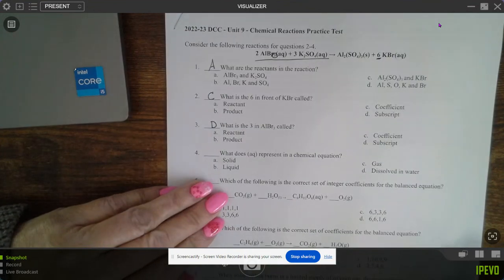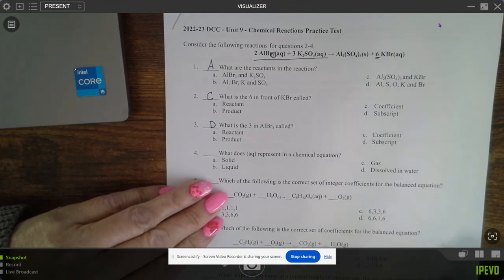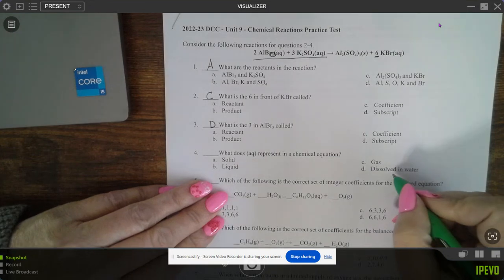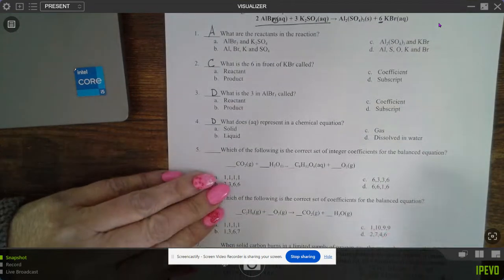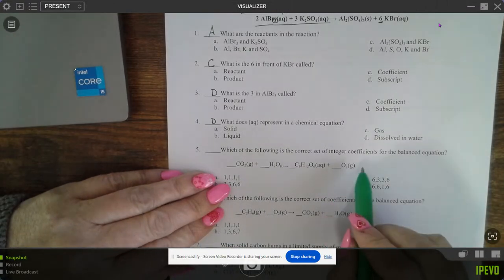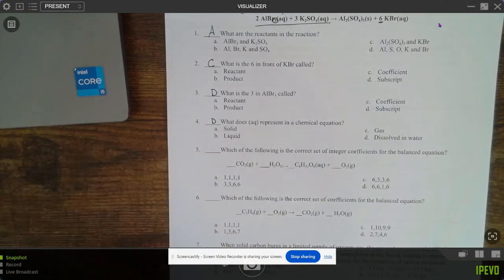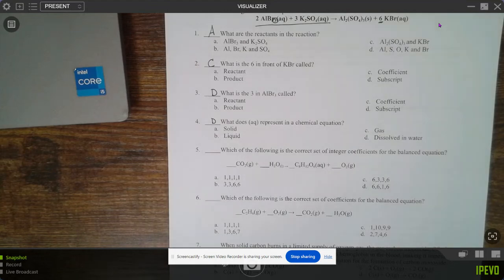What does AQ represent? AQ means aqueous, which is dissolved in water. Which of the following is the correct set of integer coefficients for the balanced equation? So let me grab a piece of paper.